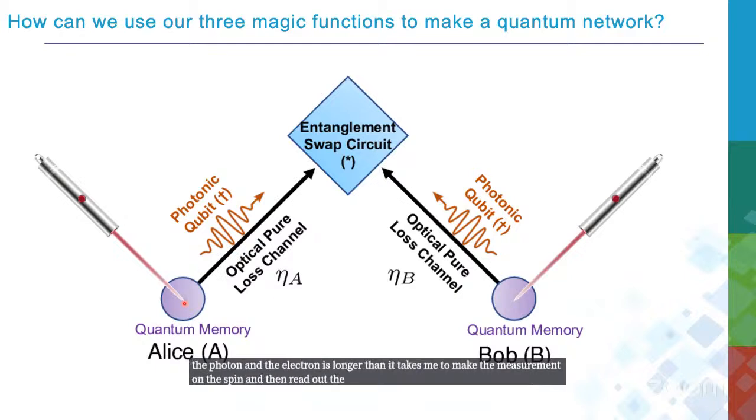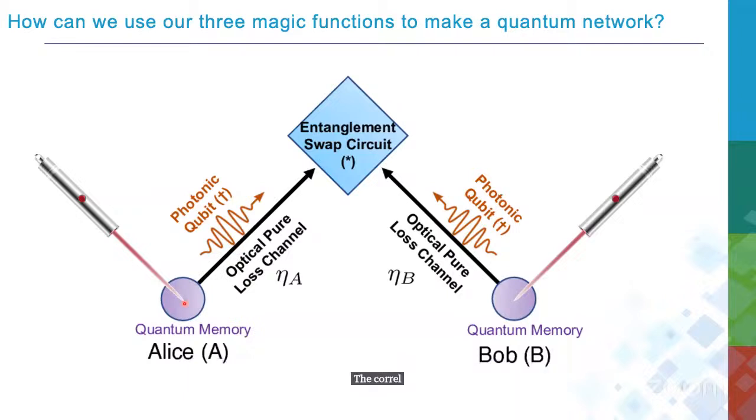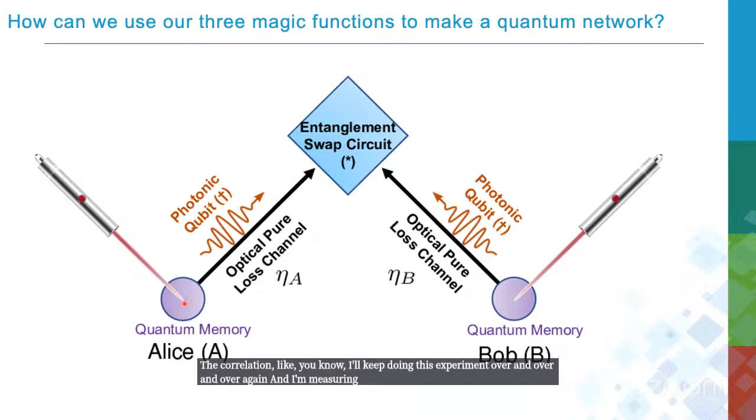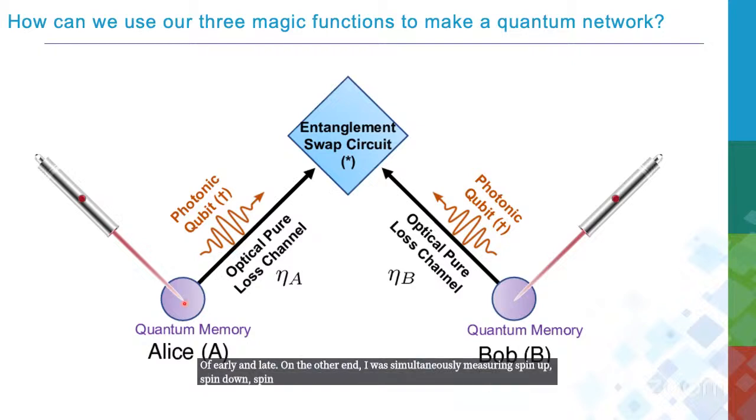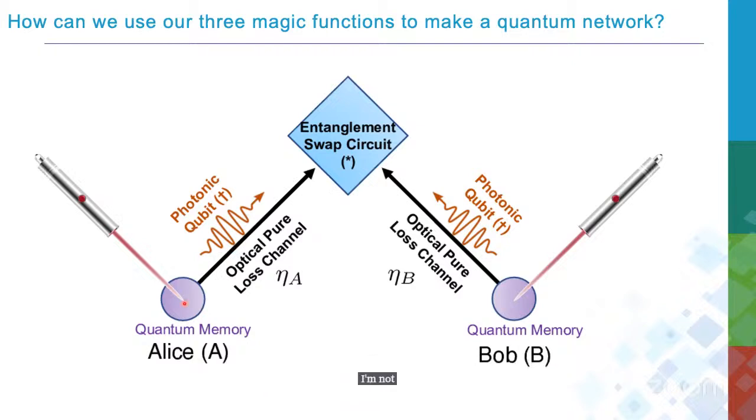And you can show that, in fact, yes, the correlation holds. I'll keep doing this experiment over and over again. I'm measuring photon arrives early, early, late, early, late, early, late. I'll build up this huge set of data of early and late. On the other end, I was simultaneously measuring spin up, spin down. I'm not saying them correctly, but they always have these anti-correlated pairs.